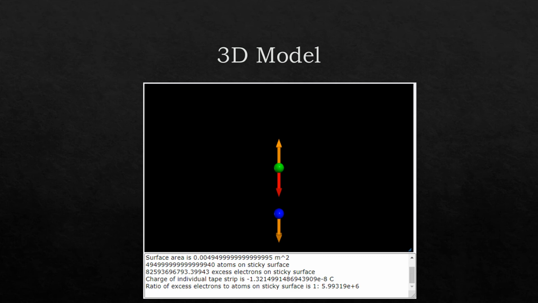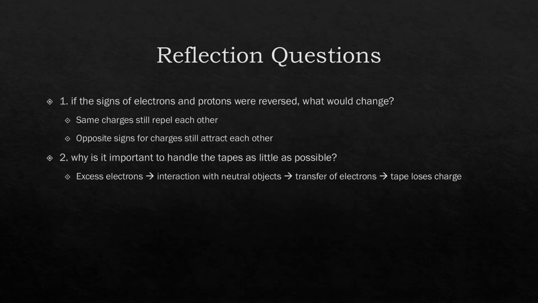physical model. To address the first reflection question, if the signs of electrons and protons were reversed, what would change? The answer is that the tapes would still repel each other because of their like charges, and oppositely charged objects would still attract each other. So the interactions of objects wouldn't change much.